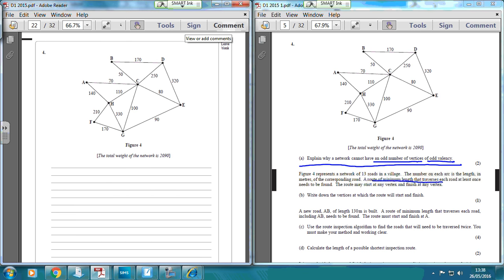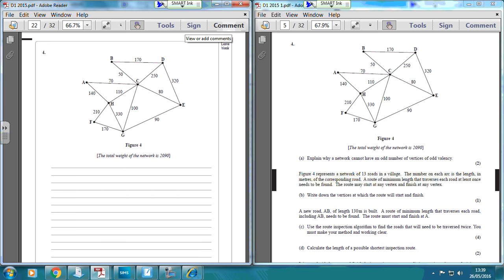So figure 4 represents a network of 13 roads in a village. A number on each arc is the length in meters of the corresponding road. A route of minimum length that traverses each road at least once needs to be found. The route may start at any vertex and finish at any vertex. Write down the vertices at which the route will start and finish.